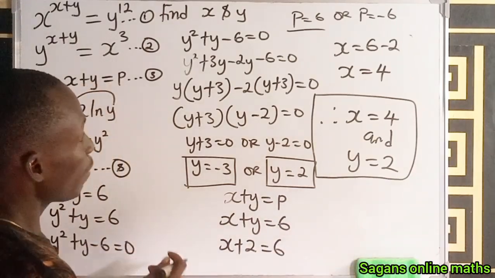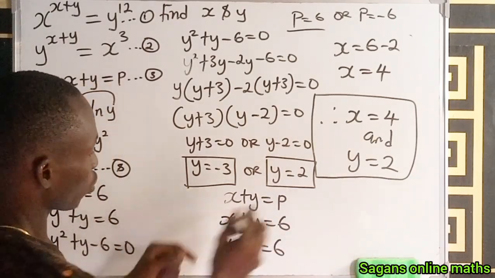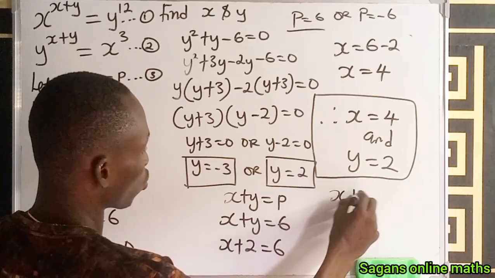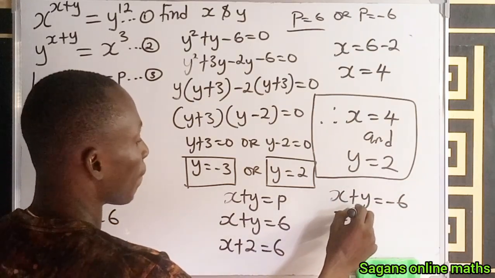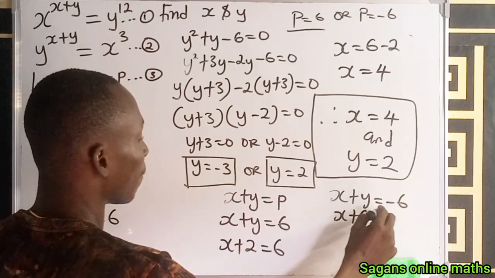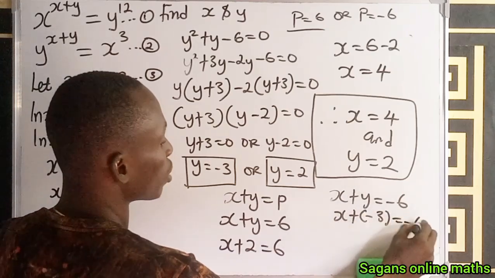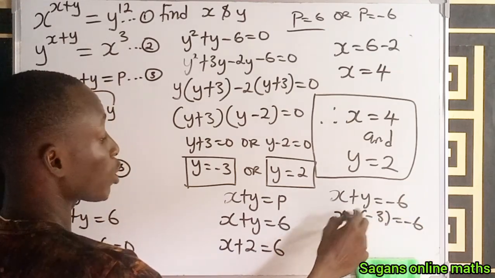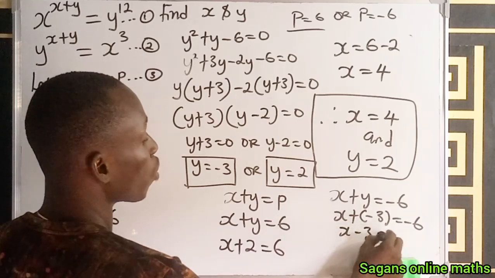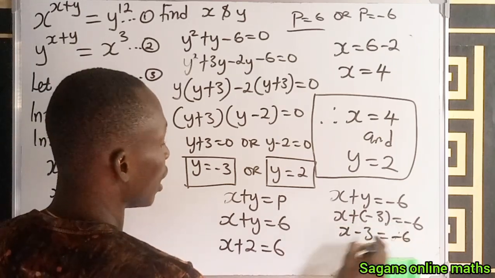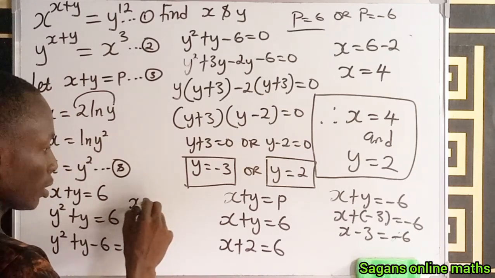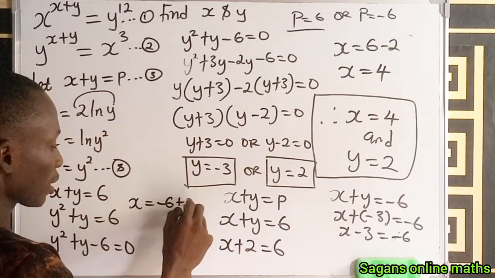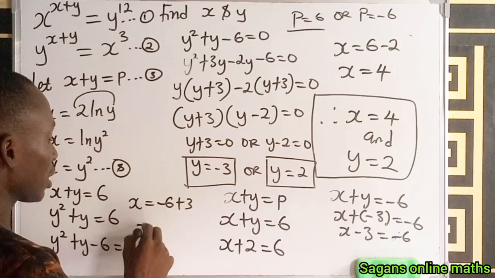We know these are the values that satisfy this equation, right? Now let's see. If y is minus 3, let's put our minus 3 here. So now x plus y is equal to 6, right? So that means x plus minus 3 is equal to 6. Plus times minus will give us x minus 3 equals 6. Now if we add 3 to both sides, okay, you see that x is equal to 6 plus 3. And 6 plus 3 gives us x equals what?